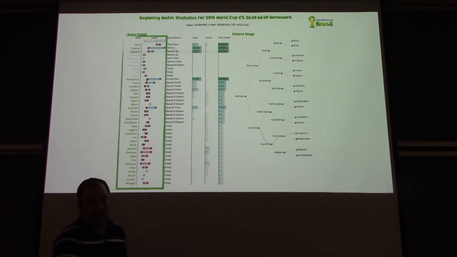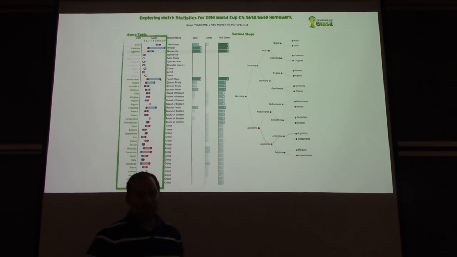Here we show the goals conceded versus the goals won. We use an additional encoding for the color. Did they have a positive difference in goals or a negative difference in goals, by using this line here? So this is blue versus red, if you won versus lost.